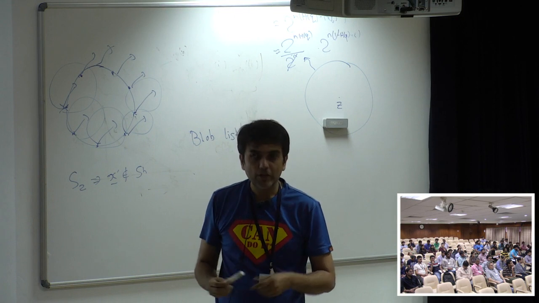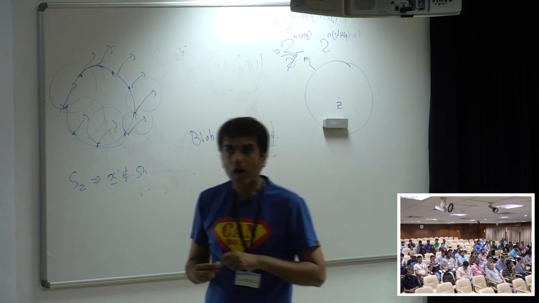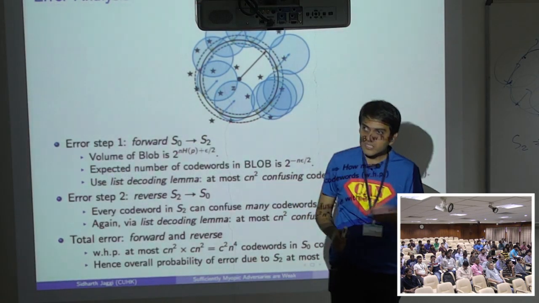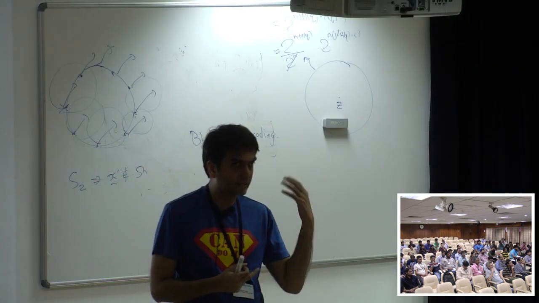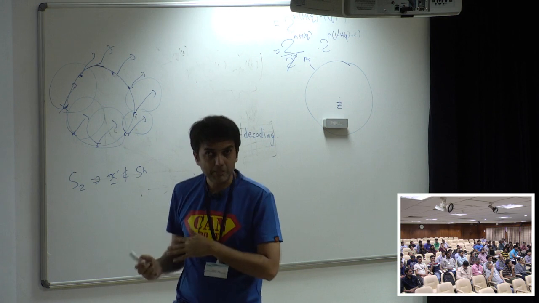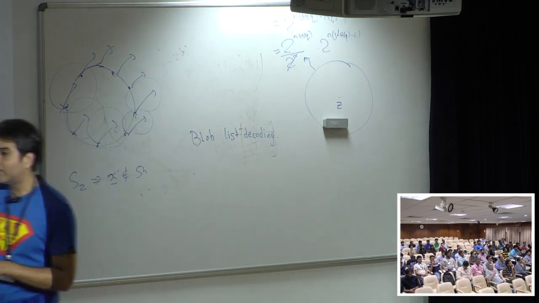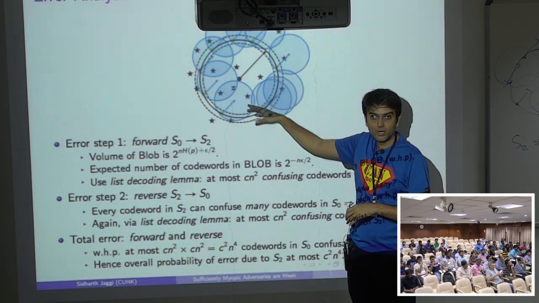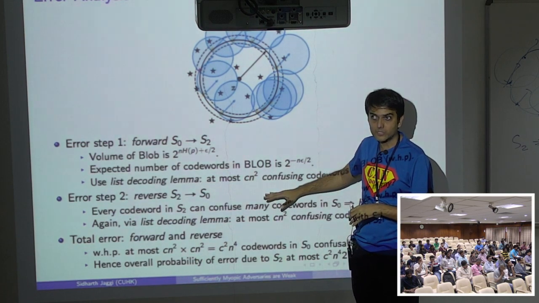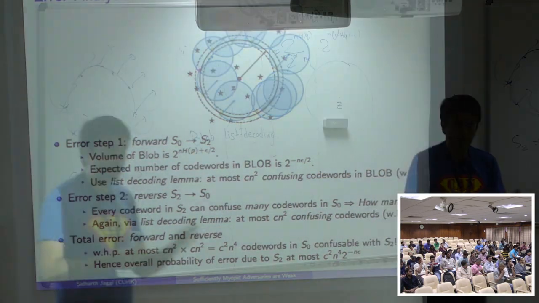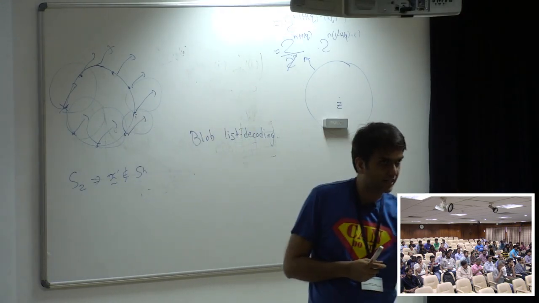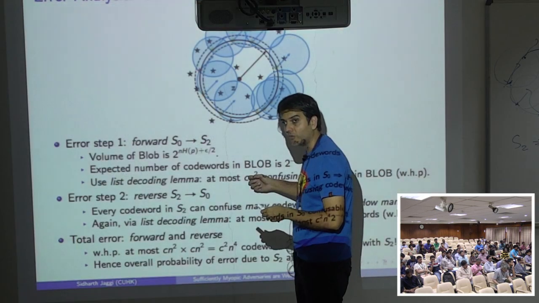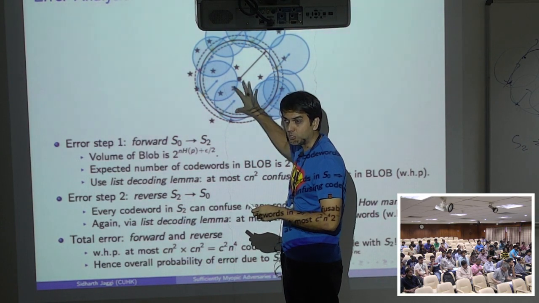So now you can ask yourself, over the randomness in the code design, how many code words do you expect to fall within the blob? And when you do the list decoding argument, the same list decoding argument we did in the previous hour, the expected number of code words will be small, and the probability that there's more than, let's say, n² code words of type S2 falling within this blob is super exponentially small. It's smaller than 2^(-n²). So that's why we call this blob list decoding. It's a little bit different than list decoding, right? It's not in a single ball, it's in a union of balls, but the probability of there being more than n² code words falling within this blob is super exponentially small.